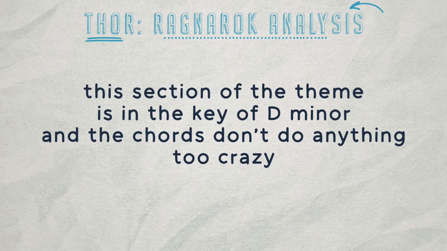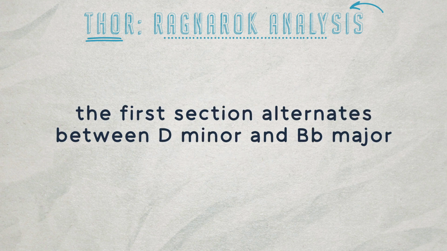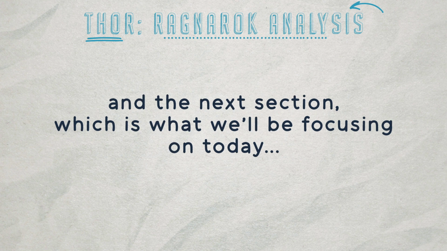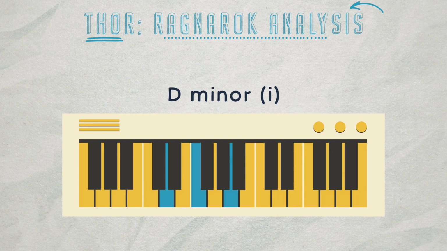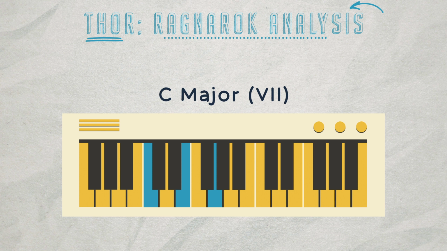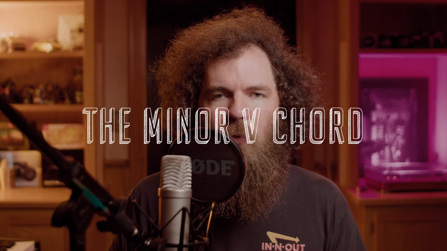This section of the theme is in the key of D minor and the chords don't do anything too crazy. The first section alternates between D minor and B flat major, and the next section, which is the main theme and what we'll be focusing on today, uses the chords D minor, which is the 1 chord, B flat major, the 6 chord, C major, the 7 chord, and A minor, the minor 5 chord, and all this with a melody over top. And I want to focus on that A minor 5 chord real quick.